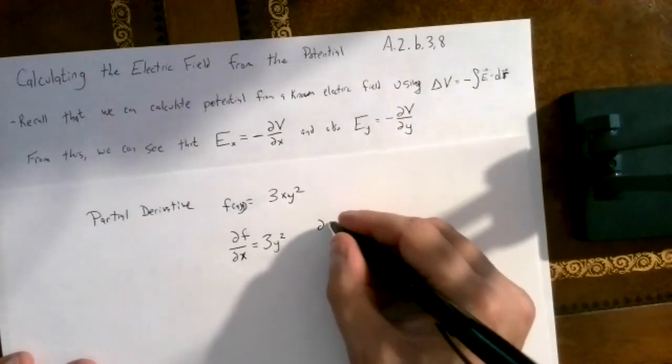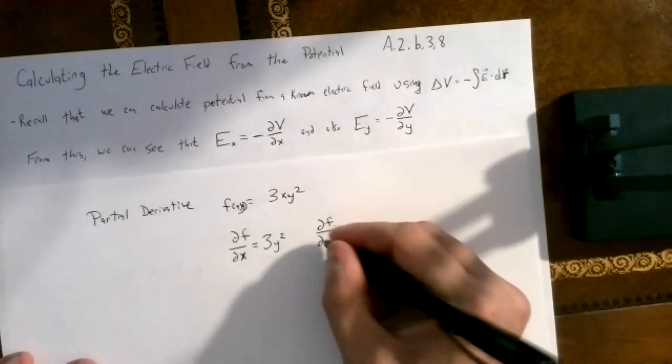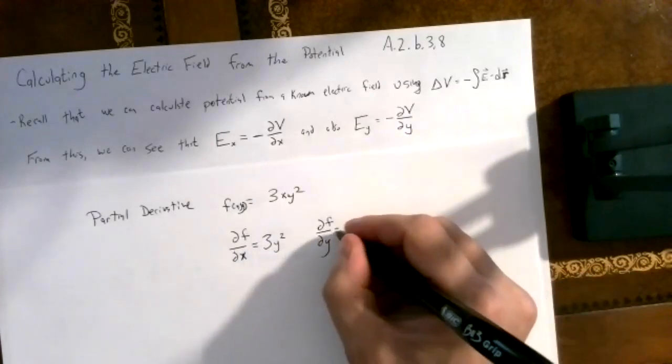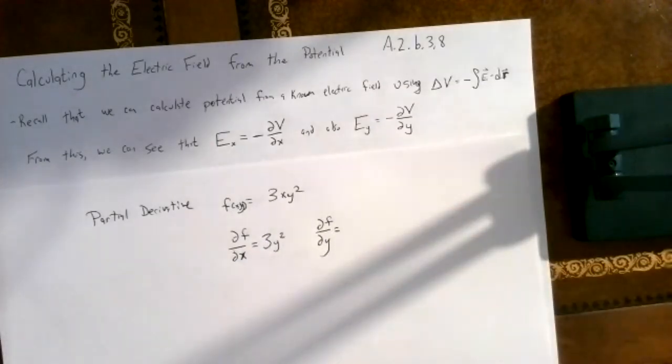But if we did the partial derivative with respect to y, then we would treat x as a constant. And what would we get if we took that derivative? It's a constant times y squared.